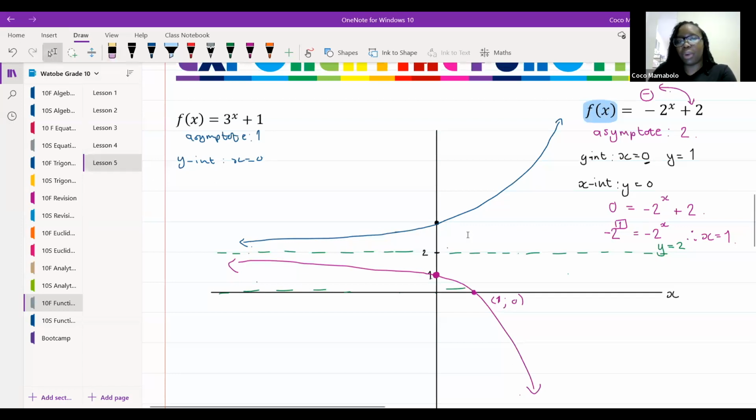Okay, I want us to just have a look at this next graph. Karabo, I'm going to need you to unmute for me, my sweetie, because you keep putting your hand up and I'm asking you to unmute and you're not unmuting. So I need you to just unmute for me, please.